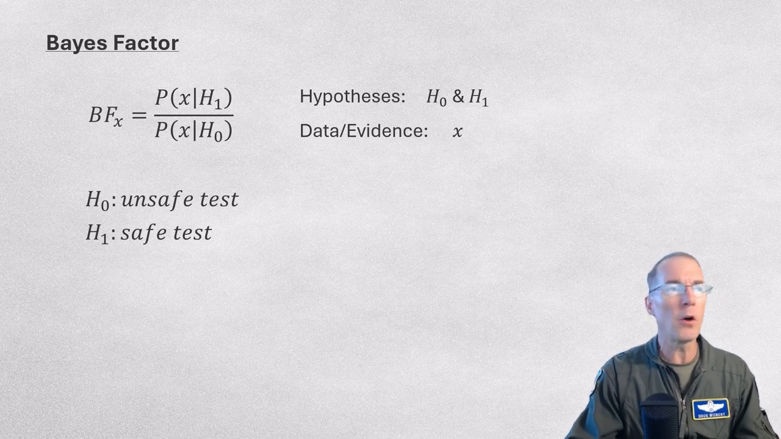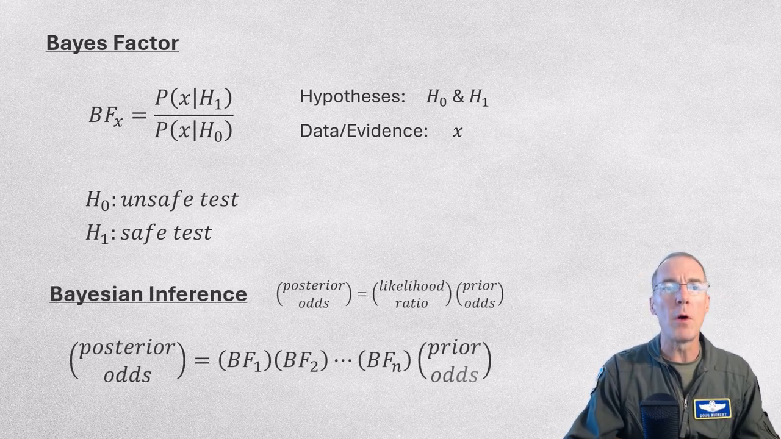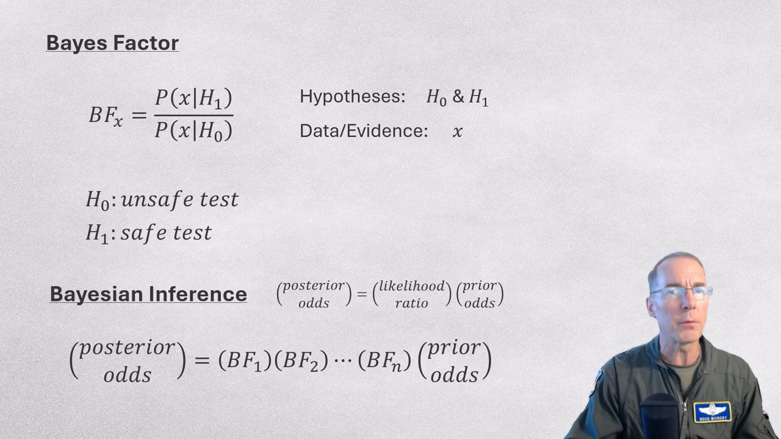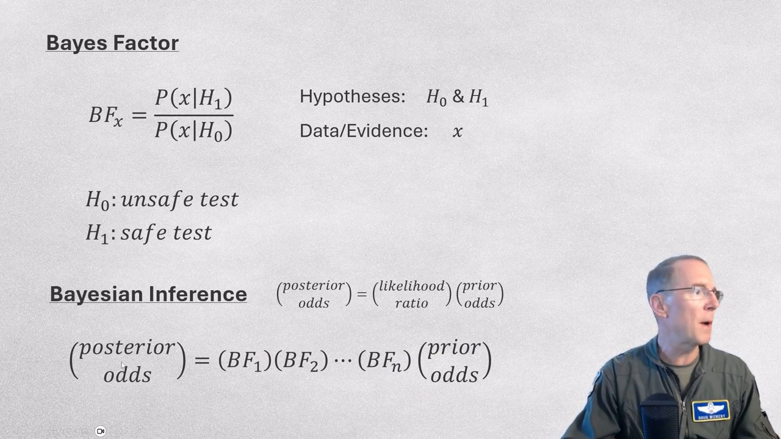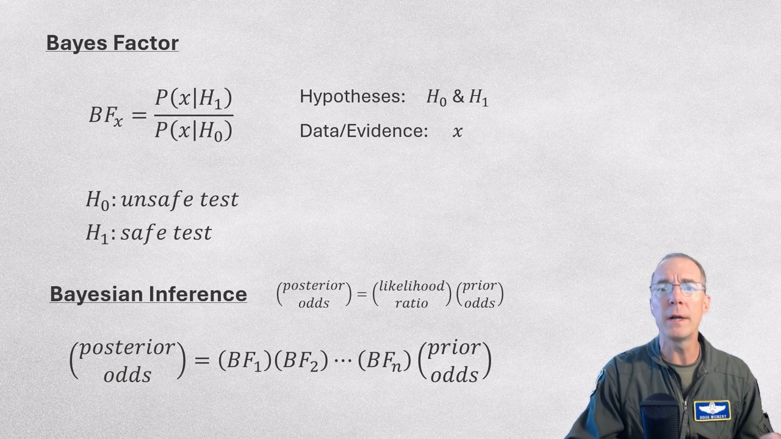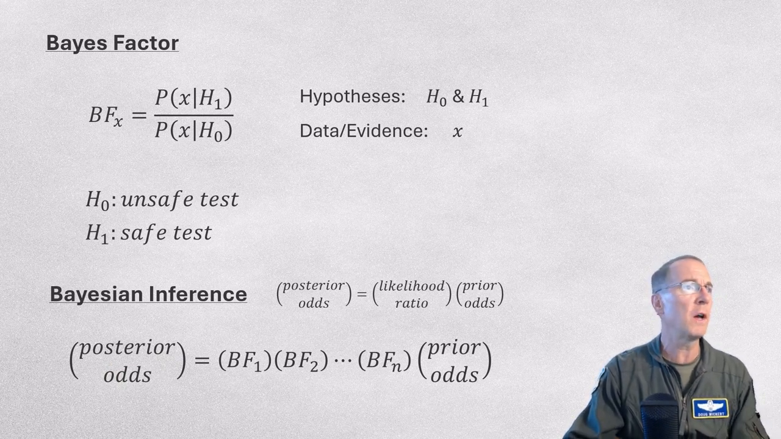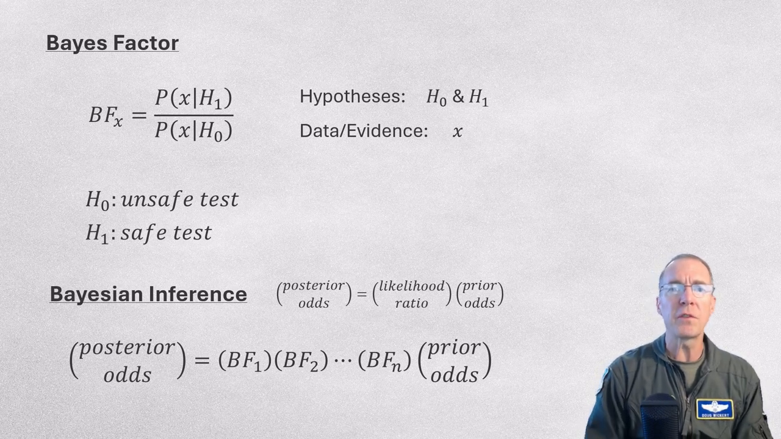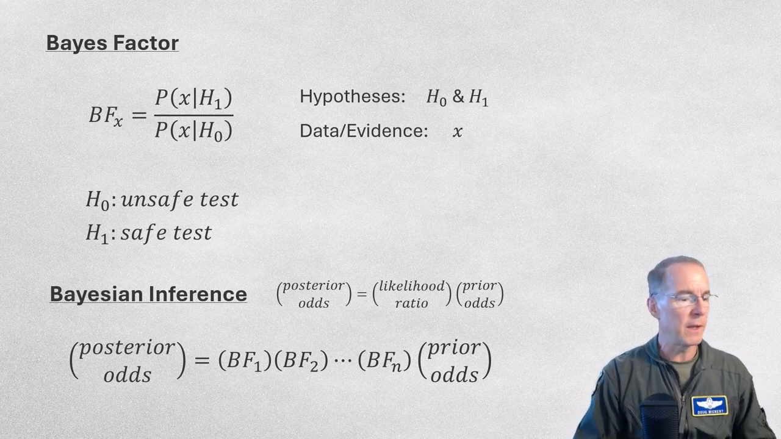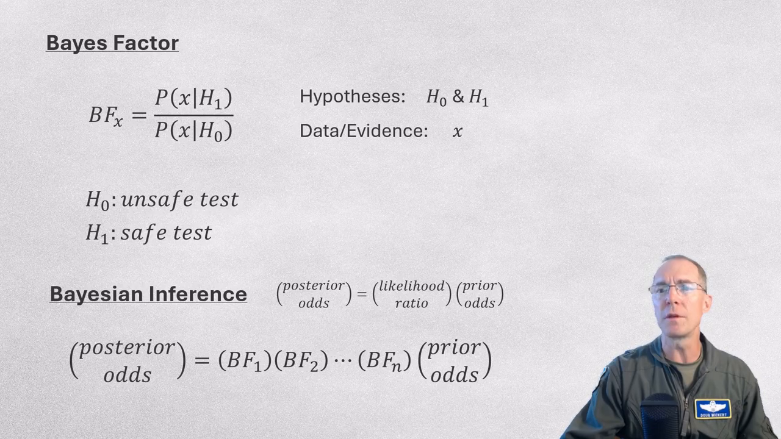Once we've collected all the Bayes factors, we multiply our prior odds ratio by the Bayes factors to get the posterior odds ratio. We'll go into more detail later, but let me show this in a real world, but non-flight test example that nicely illustrates the utility of quantifying judgment.